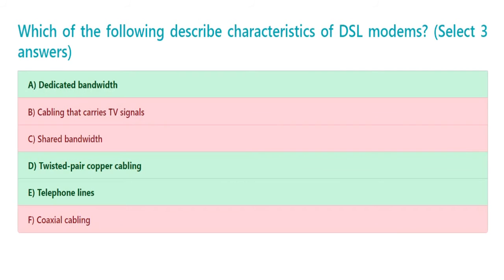The correct answers are A. Dedicated bandwidth. D. Twisted pair copper cabling. E. Telephone lines.